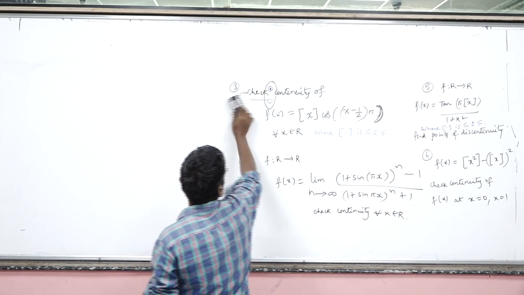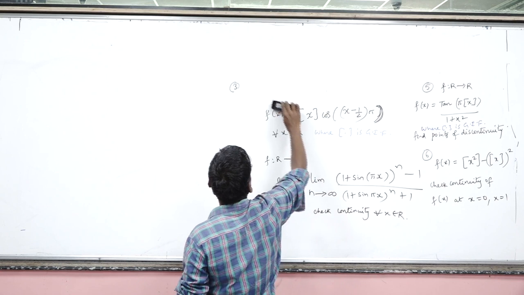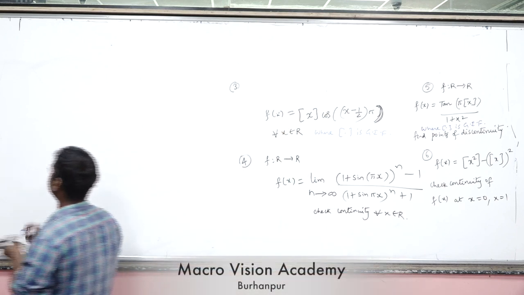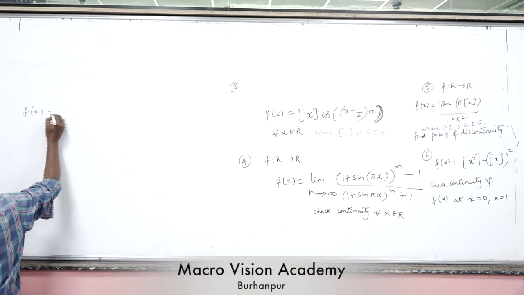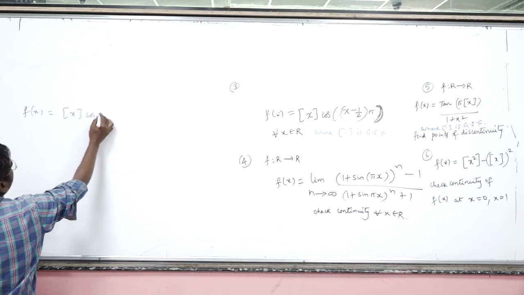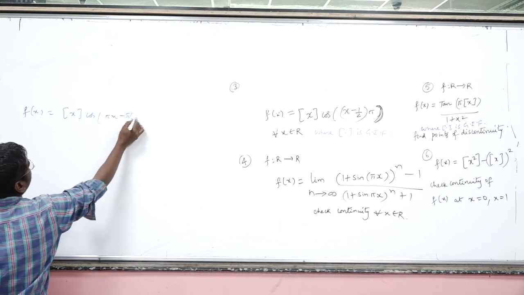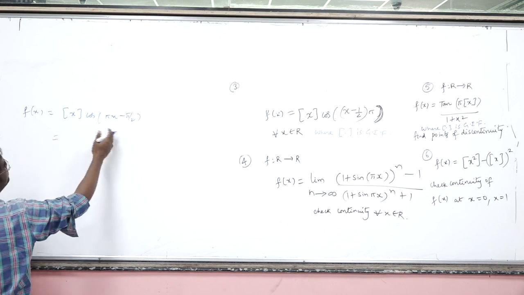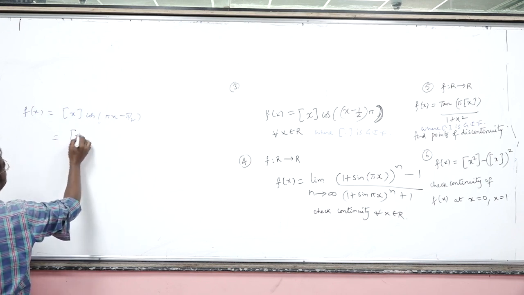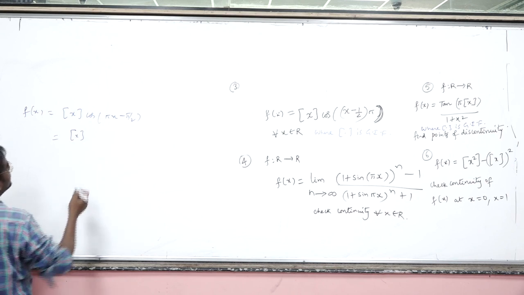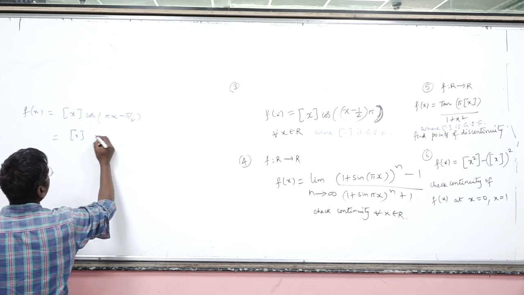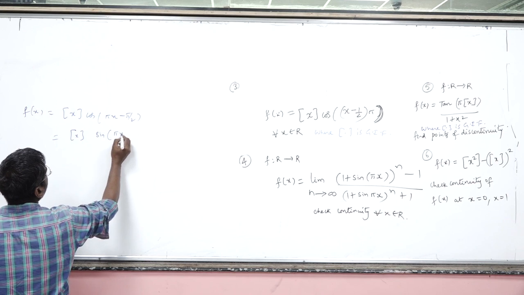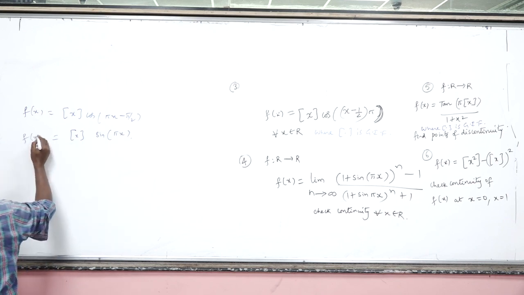Next, question number 3. Check continuity of this function for all x belongs to R. See, the function given here is step x into cos pi x minus pi by 2. That is nothing but cos of 90 minus theta, you can write cos of minus theta. So this is like theta minus 90. Cos theta minus 90 is cos 90 minus theta, which is sin theta. So that is simply sin pi x. So f of x is step x into sin pi x.